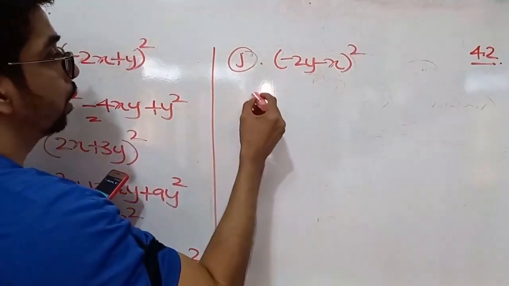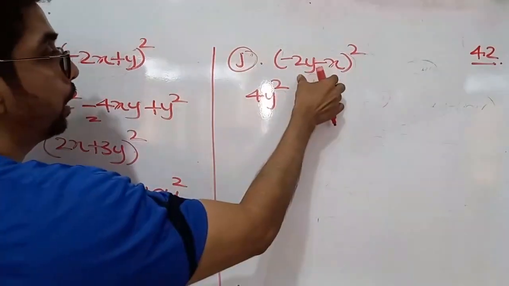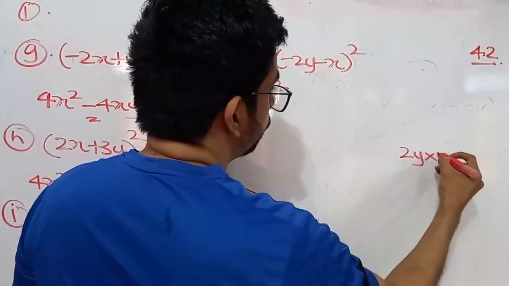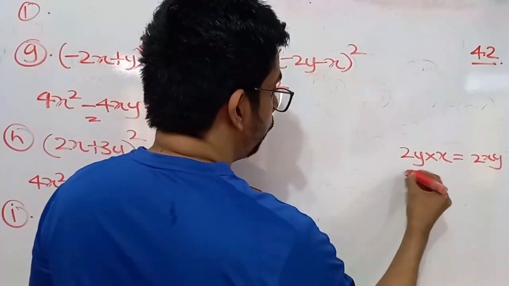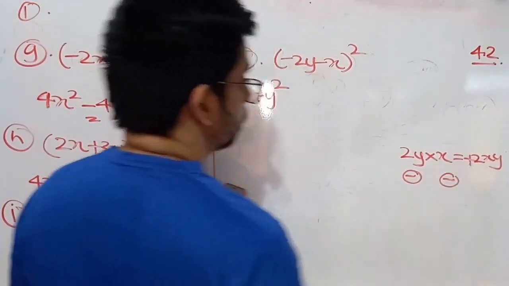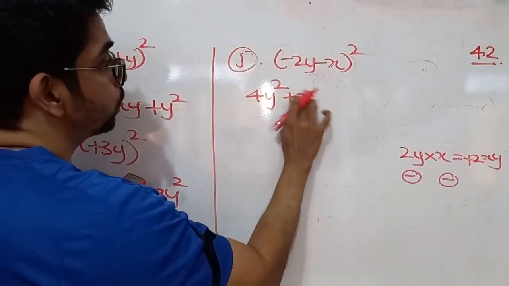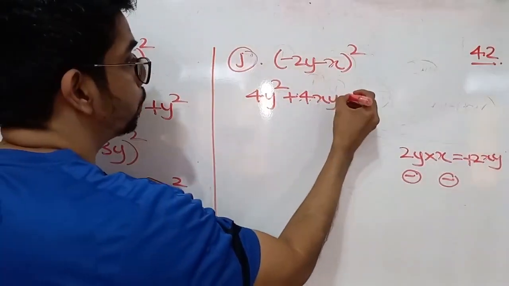So here we have 4y squared, that is positive. Then multiply these two. Let's take this a bit carefully. 2y into x. So we get 2xy. Now negative into negative, so this is positive. So this is positive 2xy. Then again we have to multiply that by 2. So this becomes positive 4xy.